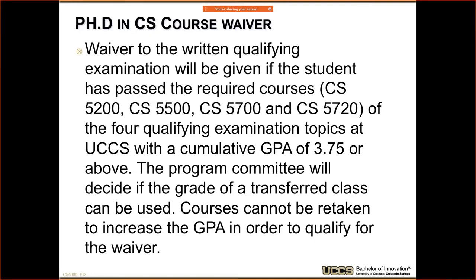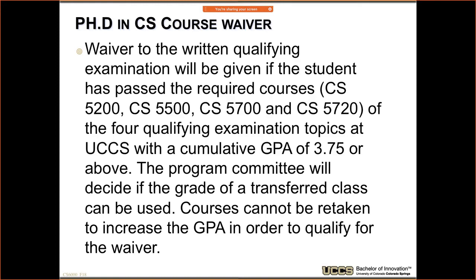For CS, it's CS 5200, 5500, 5700, and 5720. You take all 4 of those with a GPA of 3.75 or above. Or you pass all of those with a GPA of 3.75 or above, which is basically A's in all and a B minus in 1. Then, sorry, not a B minus, a B plus in 1. That's 3.75. So all A's and 1 B plus. Then you're out of the exam.